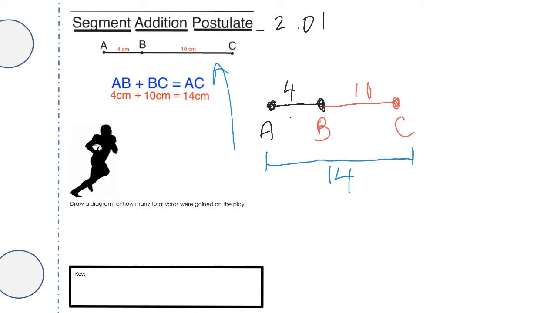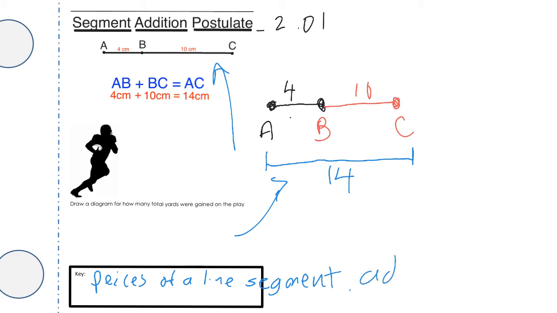So basically, here's a little diagram of it. And this is just explaining it. But the key here is, for the segment addition postulate, the pieces of a line segment add up to the whole segment. So those pieces just add up to the total.